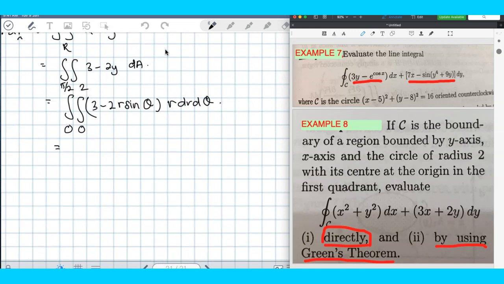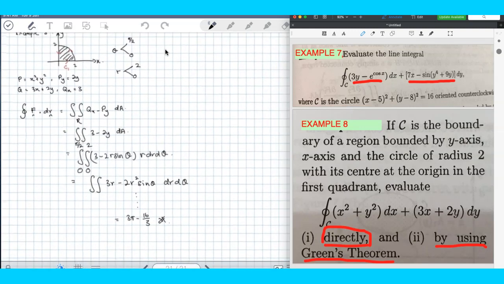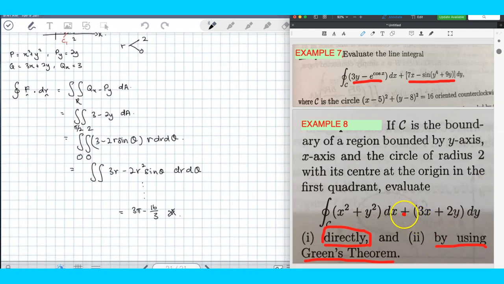So now we need to solve this, and I'm sure you should have no problem with this. So the integrand is 3r minus 2r squared sine theta, dr d theta. I'm not going to solve this for you because this is not so complicated. And finally, we will obtain that the result is 3 pi minus 16 over 3. So that is example 8.